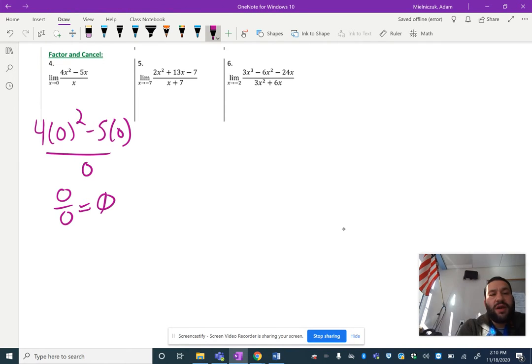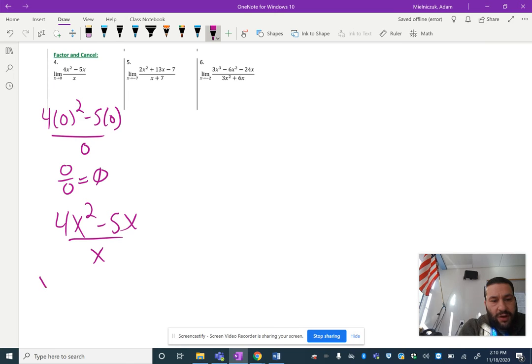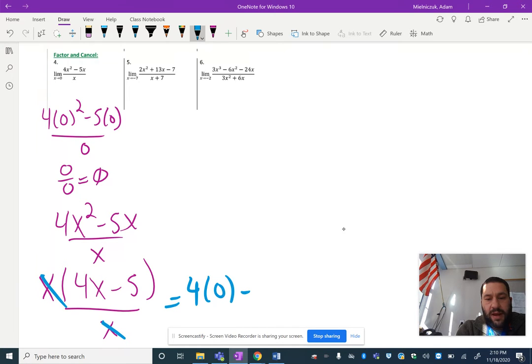So we can take the (4x squared minus 5x) over x, and we can pull out an x in both terms, leaving us with (4x minus 5) over x. We see the x's cancel each other. Now we can substitute in 0 to get 4 times 0 minus 5, which will give us a limit of negative 5.